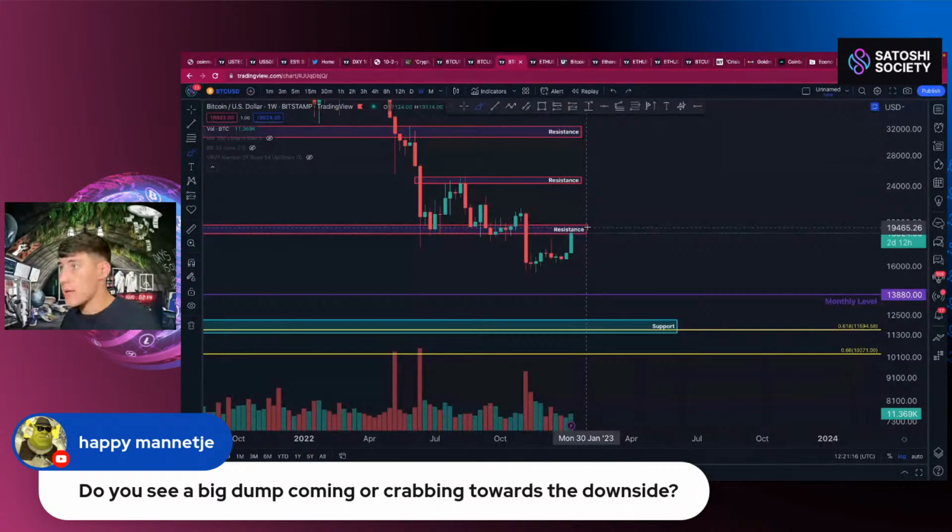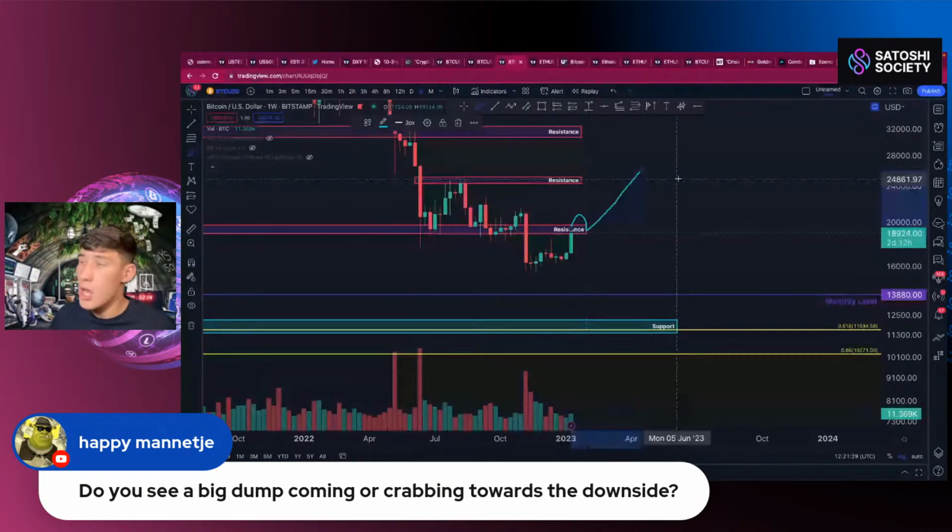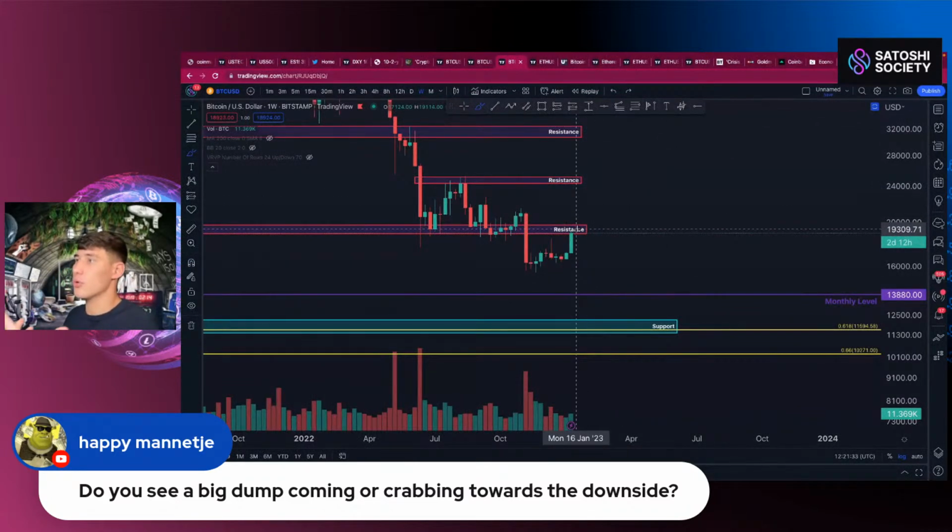If we can break above $19,750 and we can hold this as support, we can turn this into support. Then what we could see is the bull market starting again, and the price moving a lot higher, coming back to 25,000, coming back to 30,000. Yes, we could see that, but what do we need to do? We need to break above this major resistance level right here, and then flip it into support.